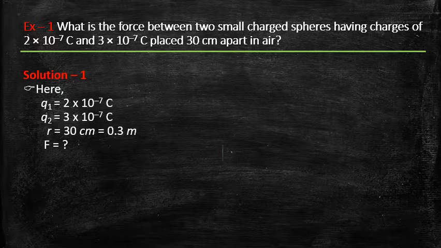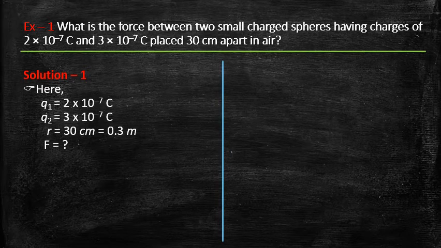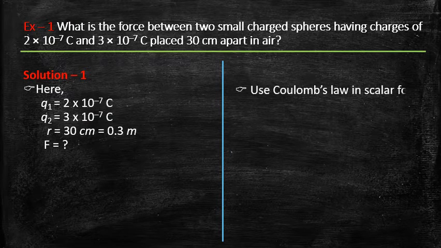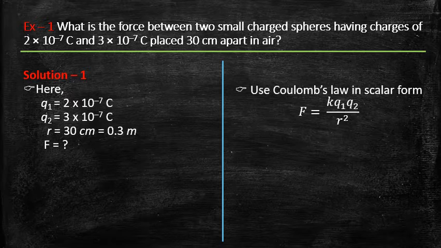How do we do this? Very simple. Just apply scalar form of Coulomb's law, which says that F is equal to K Q1 Q2 by R square. What is K here? 9 into 10 raised to 9 SI units. Okay, so substitute values and you'll have your answer.